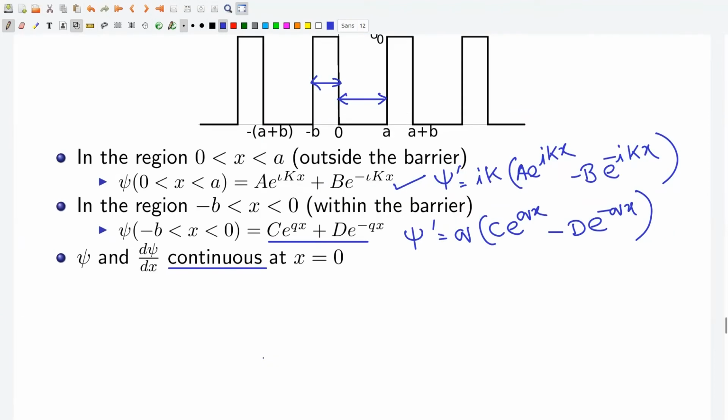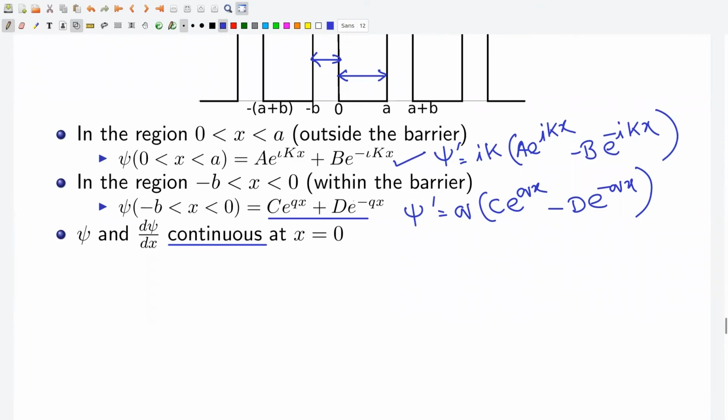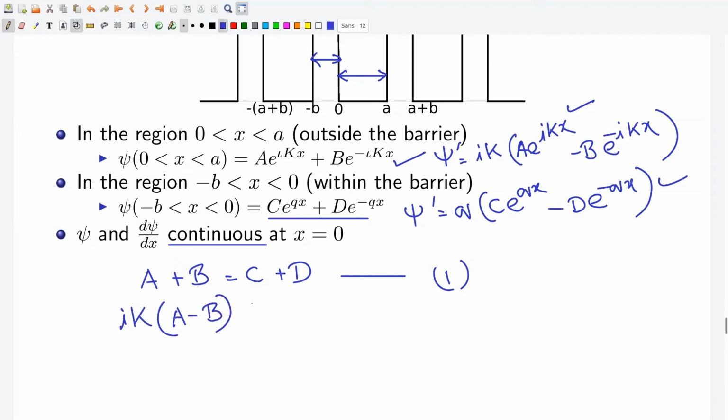Note that since we are dealing with a potential barrier of finite width, there is no discontinuity of the first derivative. Thus, putting x equal to 0 and equating the wave function, we get A plus B equals C plus D. Now, we put x equal to 0 and equate d psi dx. In that case, we get ik times (A minus B) equals q times (C minus D).